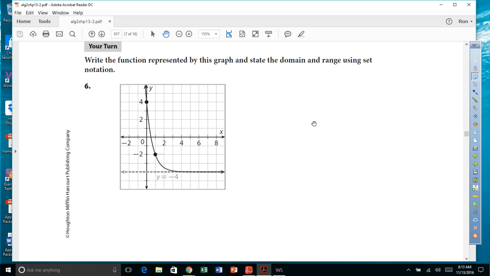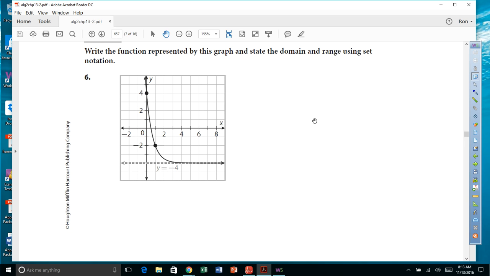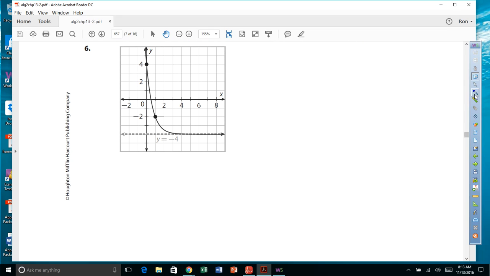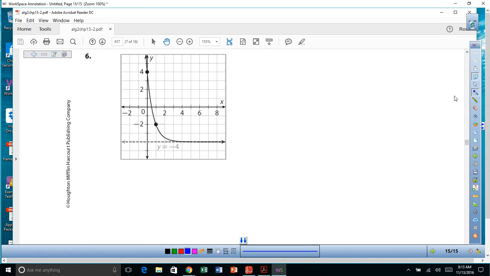Our turn. Write the function represented by this graph and state the domain and range using set notation. Okay, so we're given a couple points here. We're given this point 0, 4, and we're given this point 1, -2. Asymptote's right here. Asymptote is y equals -4. So what does that tell us? That tells us k equals -4, right?